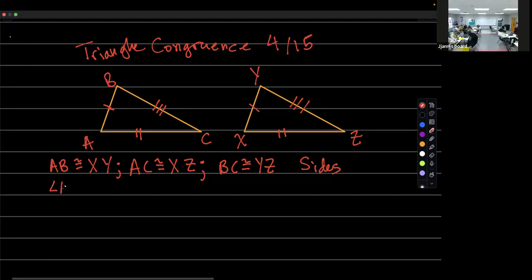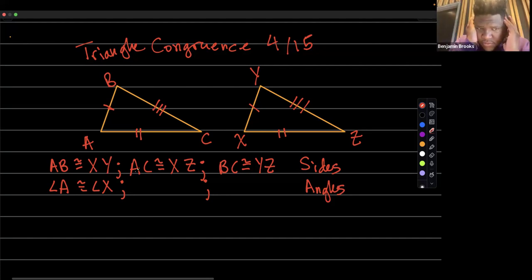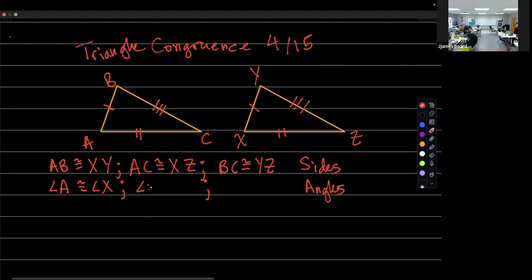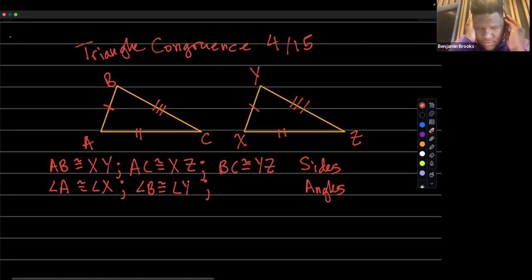Now, angle A is congruent to angle X. I'm going to let you do the other two angles and then tell me what they are. So what could I say next? B is congruent to Y. B is congruent to Y. All right, and what next? C is congruent to Z. Yep, C is congruent to Z.